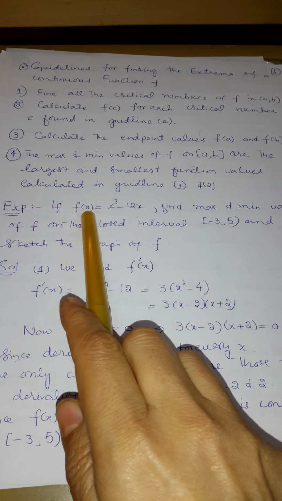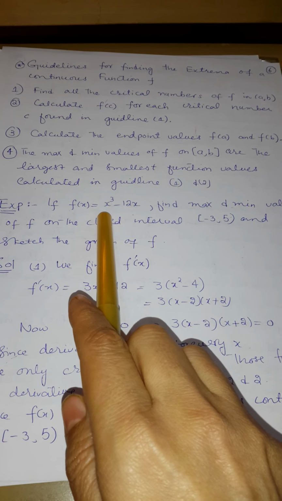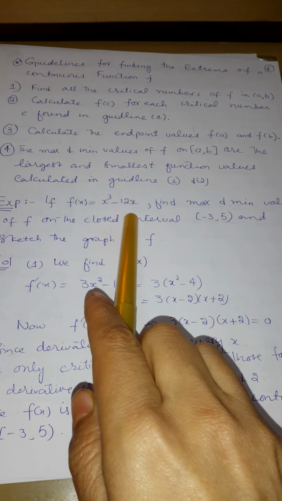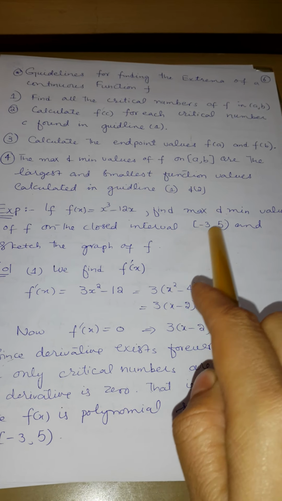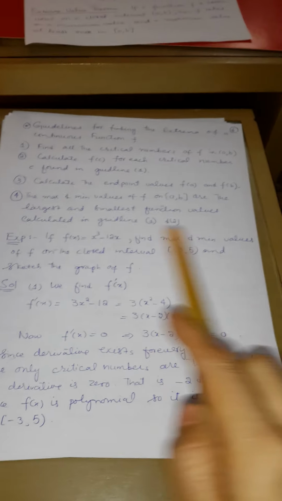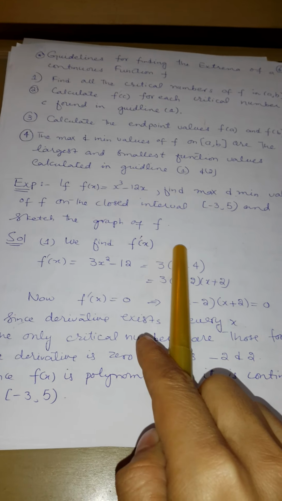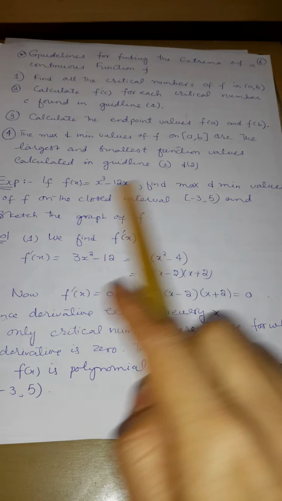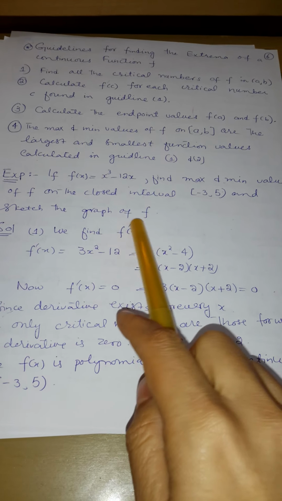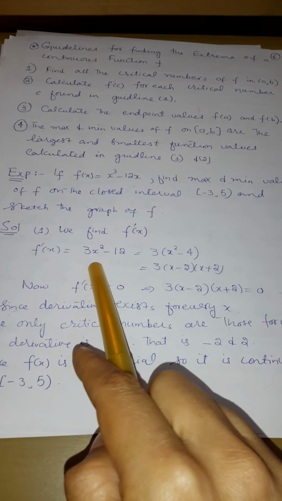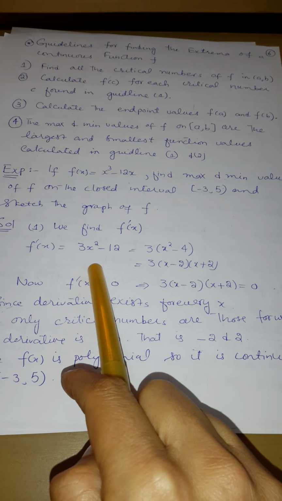Here we have been given the function f of x, which is equal to x cubed minus 12x, and the interval is given as minus 3 and 5. We have to sketch the graph of the function and find the maximum and minimum values of the function. Here we first find f prime of x. F prime of x is equal to 3x squared minus 12.